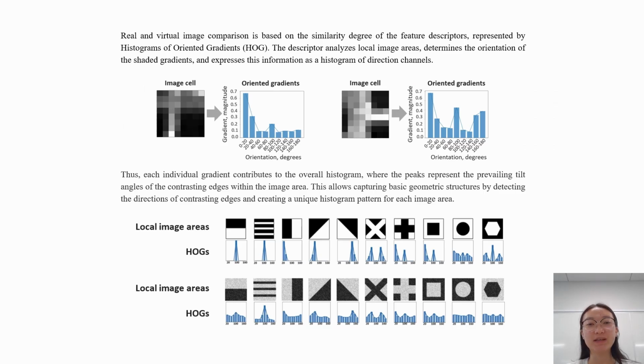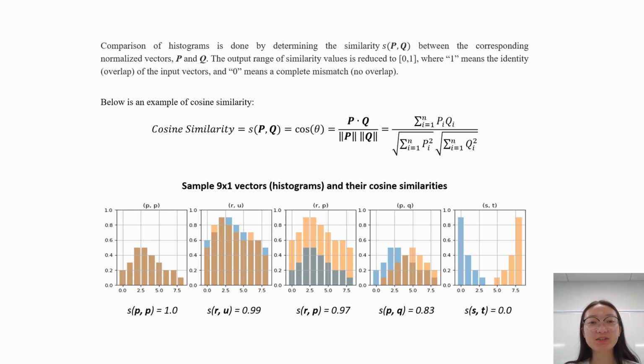Real and virtual image comparison is based on the similarity degree of feature descriptors, shown here as a histogram of oriented gradients. So the descriptors take local image areas and turn them into a histogram that represents the orientation of shaded gradients. Pictured below are examples of what the histogram would produce based on the geometric structure captured by the camera. And here's a slide if you want to learn more about the breakdown of mathematics of how comparison of histograms is implemented.